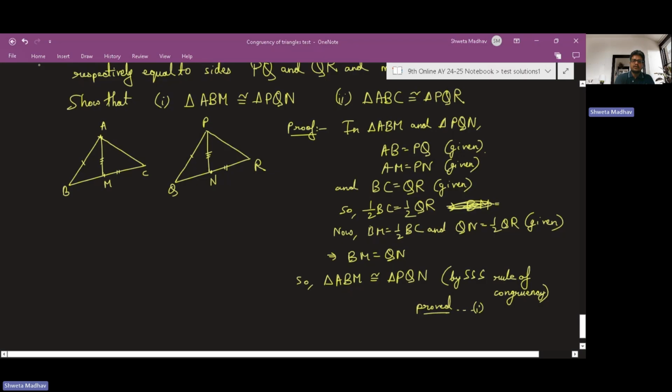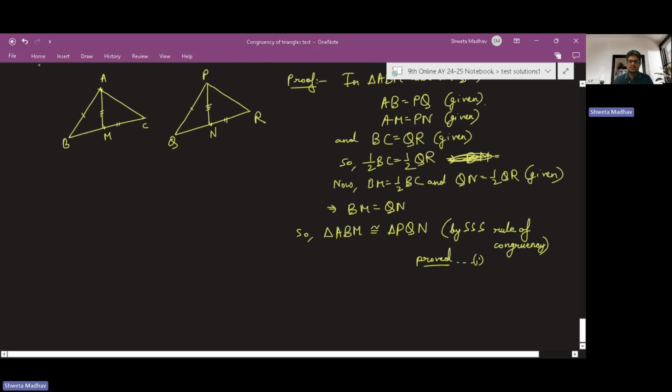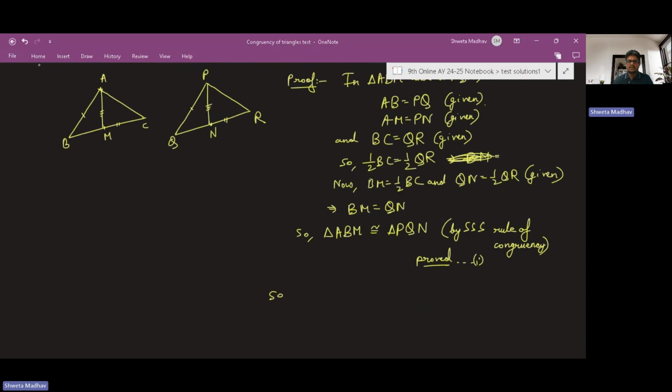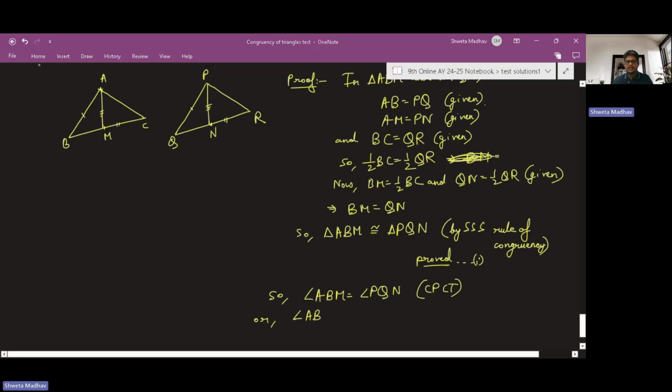And then the second part we have to prove. From here we can say angle ABM is equal to angle PQN by CPCT. Since ABM and ABC are the same, angle ABC is equal to angle PQR.